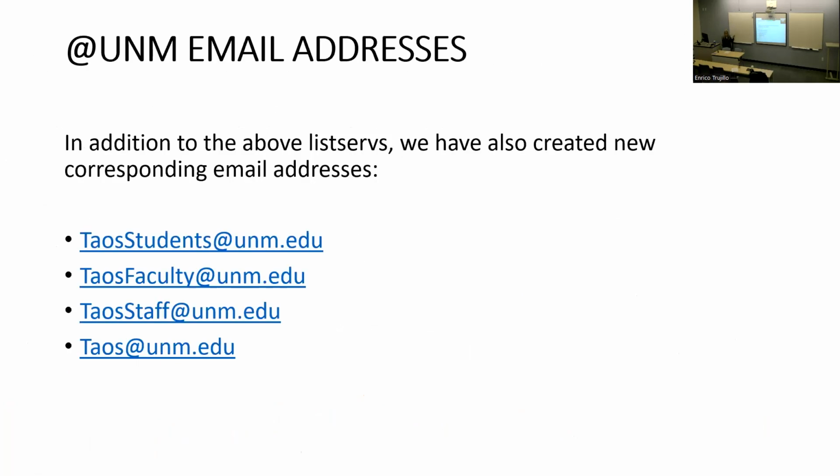So these are the net IDs. We created Taos student at UNM.edu, Taos faculty at UNM.edu, Taos staff at UNM.edu, and Taos at UNM.edu. And so you can see, instead of staff council getting an email from Deb at UNM.edu, the email is sent to the staff listserv from the Taos staff net ID. Does that make sense?